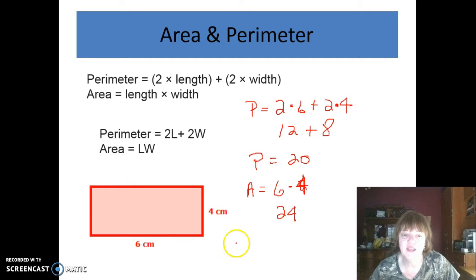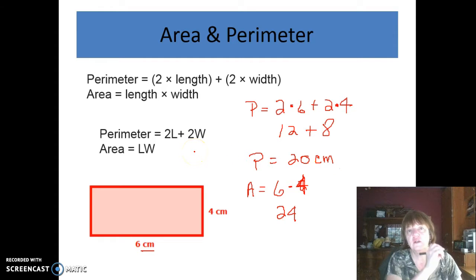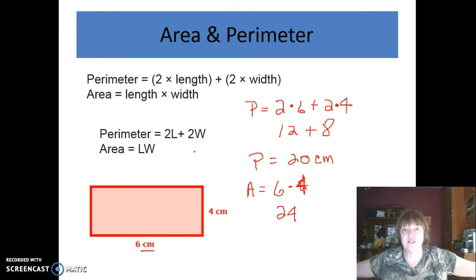Now, notice something else. I want you to start noticing units, and I didn't mention that before. When we're talking about perimeter, since we're only adding them all together, so we're adding 6 twice and 4 twice, we've got centimeters. It's just a one-dimensional measurement. It's like measuring with a ruler or a tape measure. So it's one dimensional, it's just long.